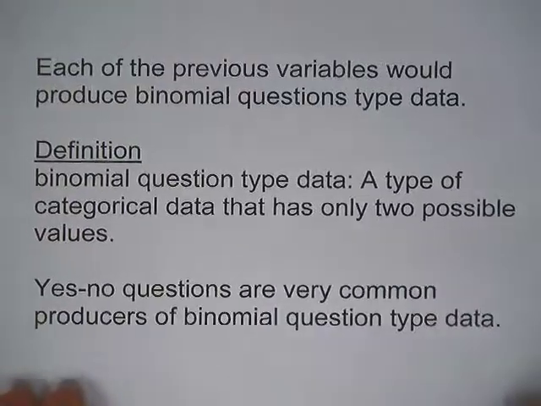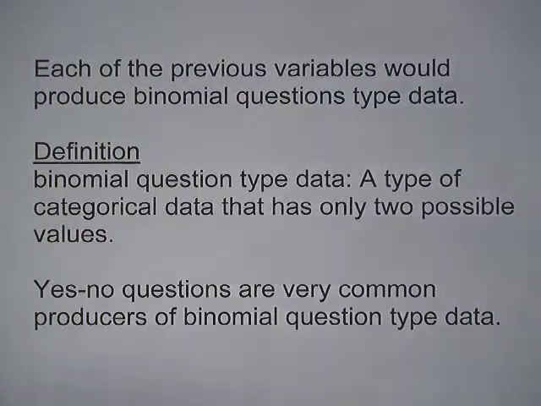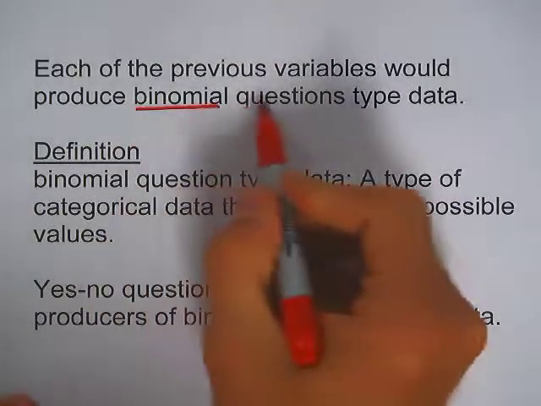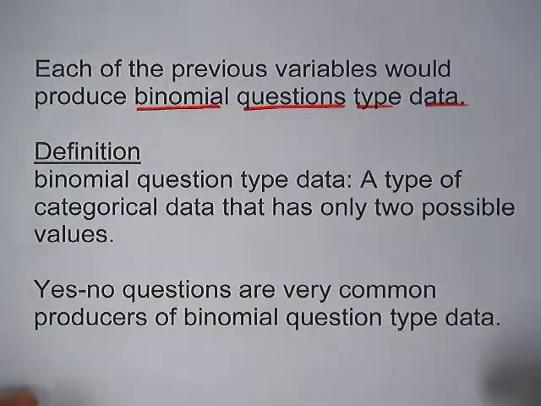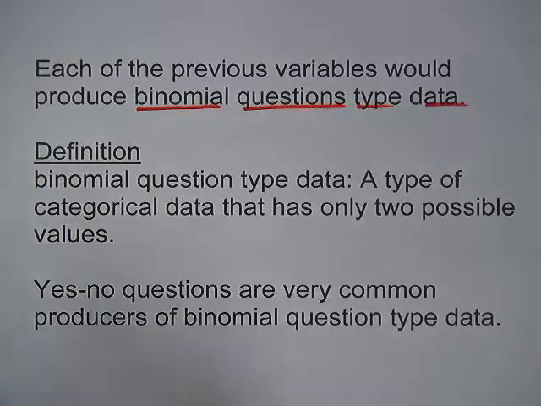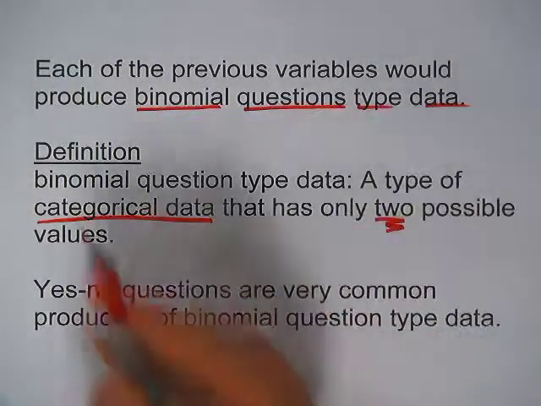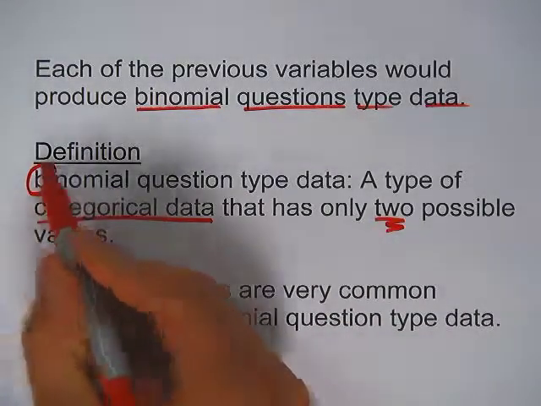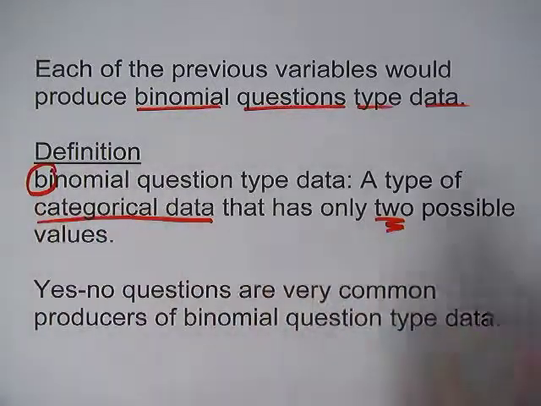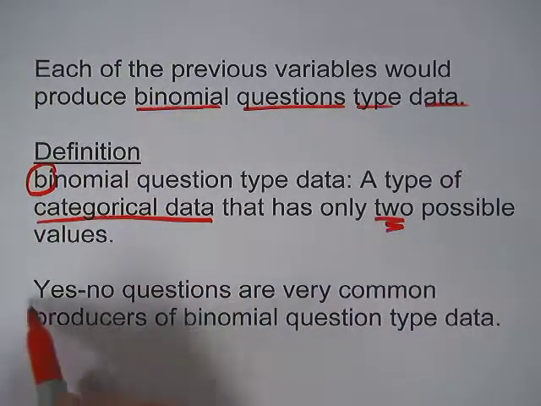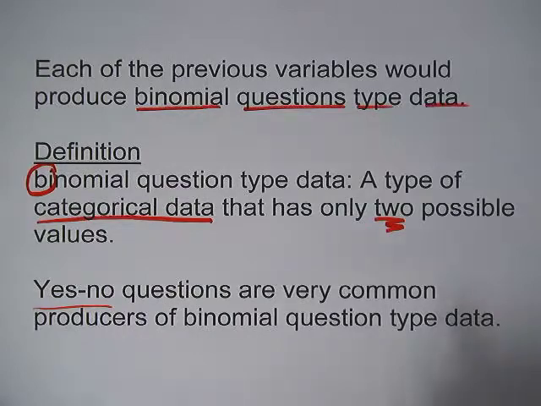So all of these variables have something in common, and each of these are what are called binomial question types. And they would all produce binomial question type data. So binomial question type data is a type of categorical data. Okay, that's important. That only has two possible values. Okay, two, and we have that prefix bi, meaning two. So binomial, two categories. Yes/no questions are very common producers of binomial question type data.